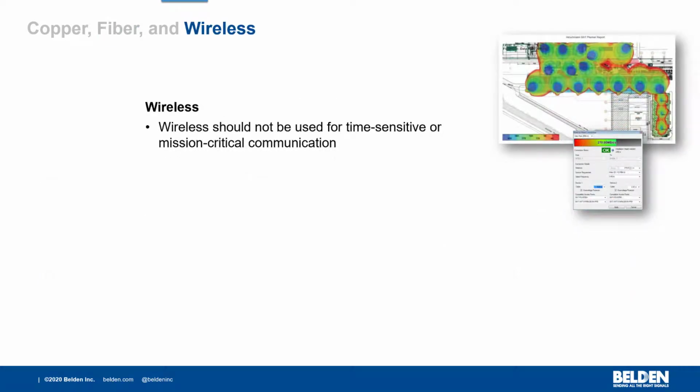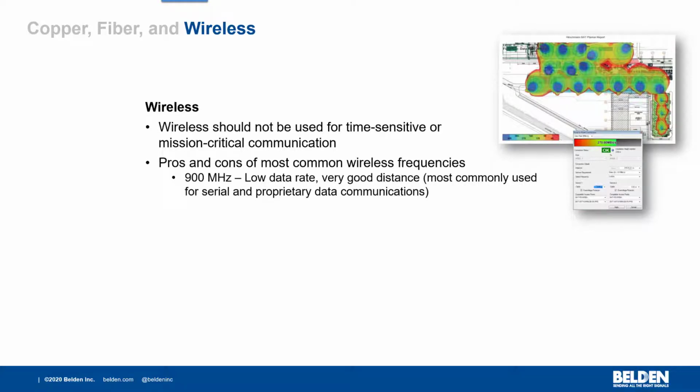Wireless is not something that should be utilized for time-sensitive or mission-critical communication. And the pros and cons for some of the most common wireless frequencies, such as 900 megahertz, is that while it has a relatively low data rate, it is very good in terms of distance. It's also most commonly utilized for serial and proprietary data communications.